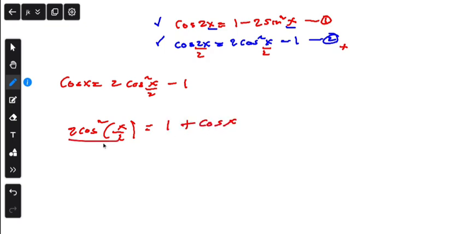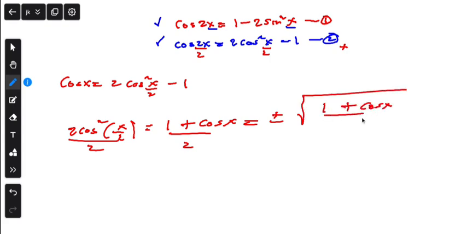So from here we can divide by 2. Then what are we going to have? We are going to have plus or minus root of 1 plus cos x divided by 2. So you know where this one is coming from. You cancel this, then you square both sides. You cancel this one, so this one can be positive or negative. So this is the second identity for cosine.